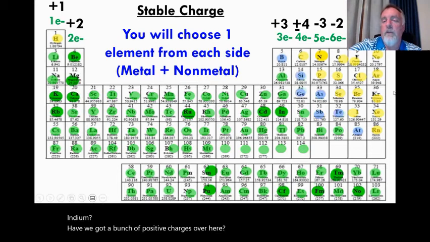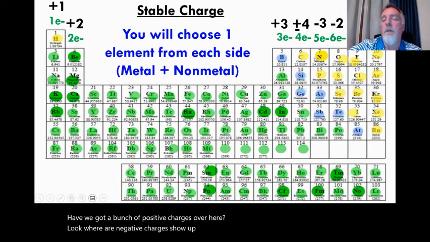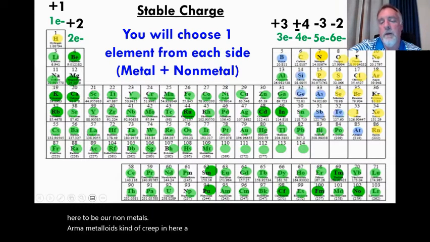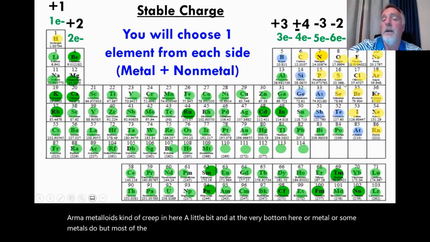Look where our negative charges show up. Now we're getting into our non-metals. Our yellows here tend to be our non-metals. Our metalloids kind of creep in here a little bit, and at the very bottom here, some metals do. But most of the time, our negative ions here, the yellow ones, are non-metals.